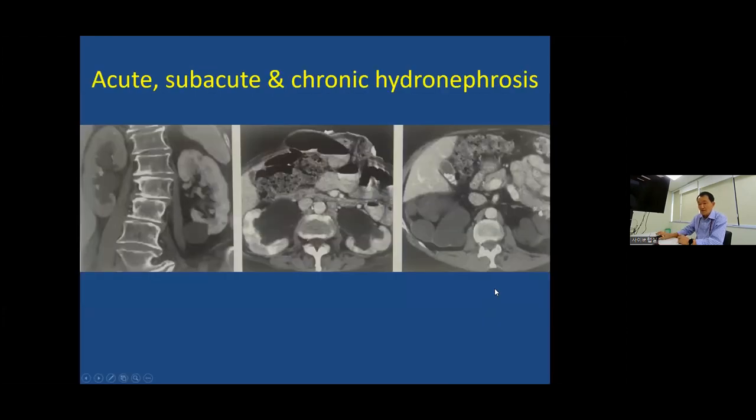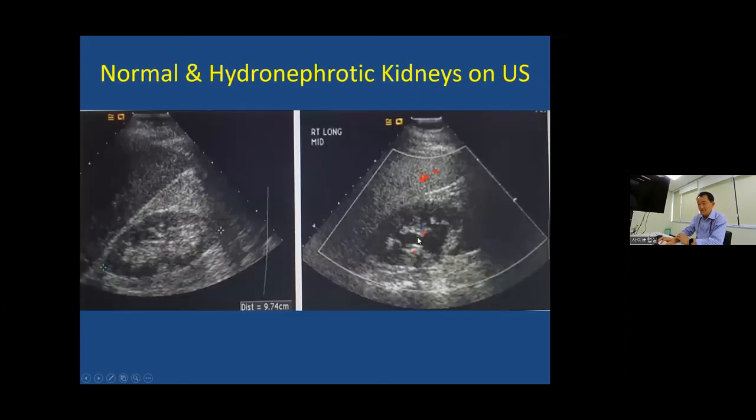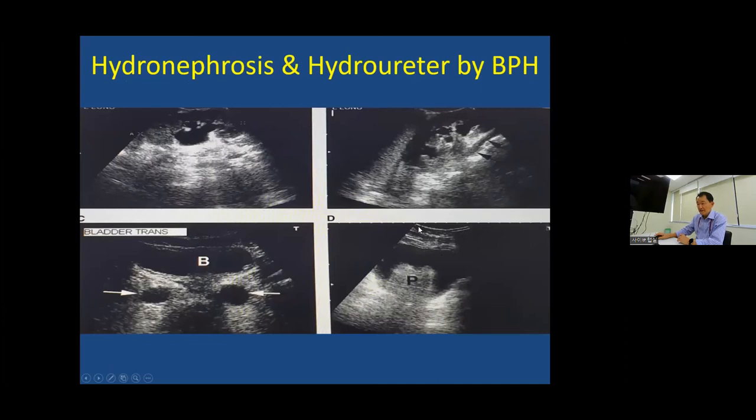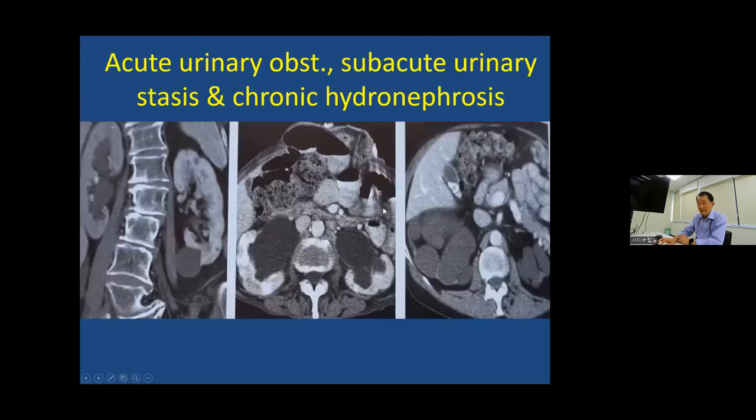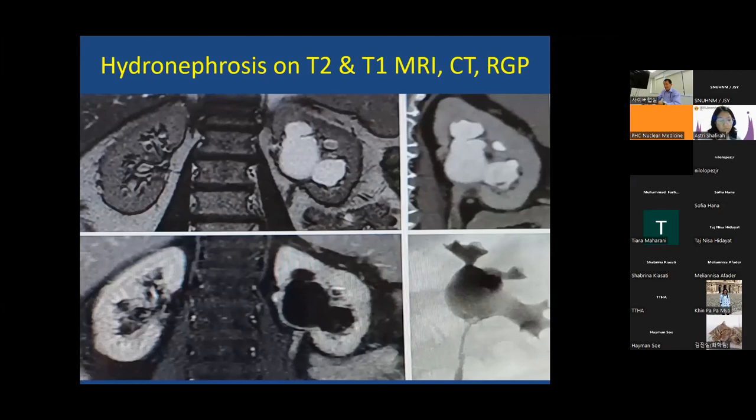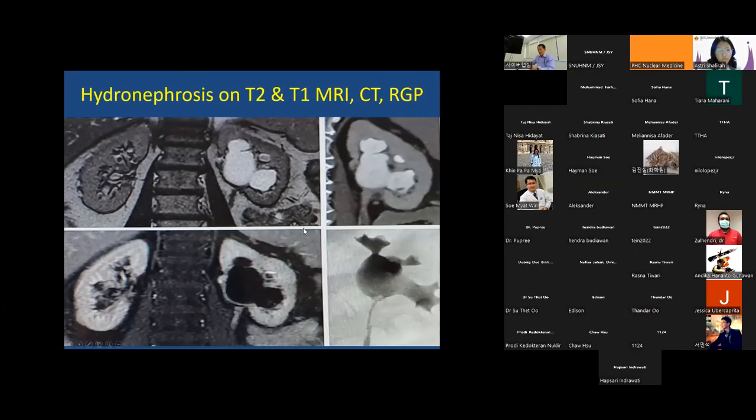Okay, so now in CT you see a dilated renal pelvis or collecting system, either hydronephrosis and dilation of the collecting system. Certainly prostatic hypertrophy also can show dilatation of the ureter and then the collecting system. And so on. In CT, you can see all the dilated collecting system. Then the clinician's question is, is this obstructive hydronephrosis? And you can see it on MRI, the dilated things.